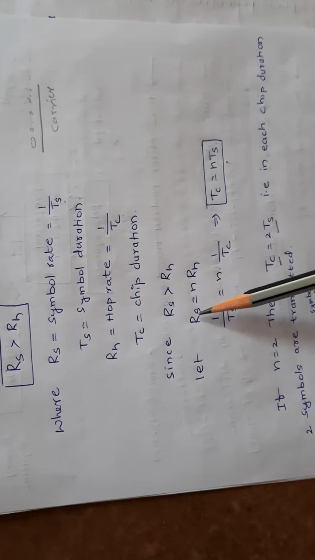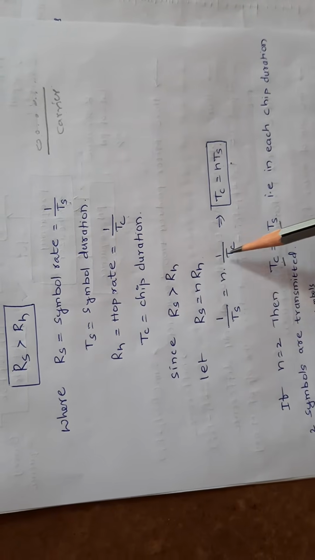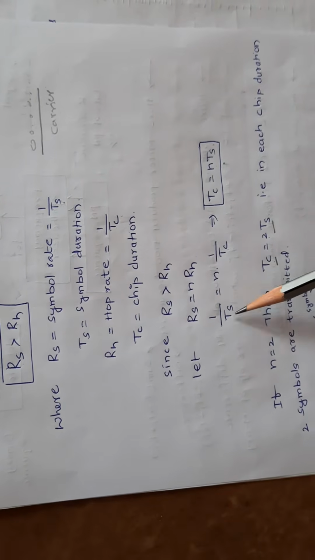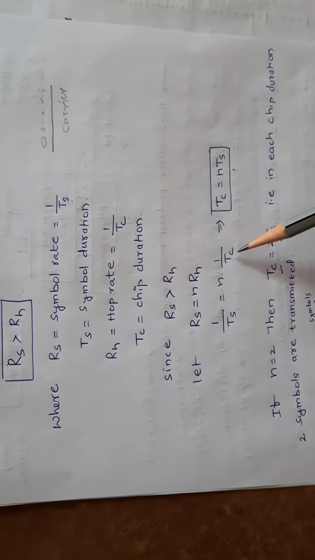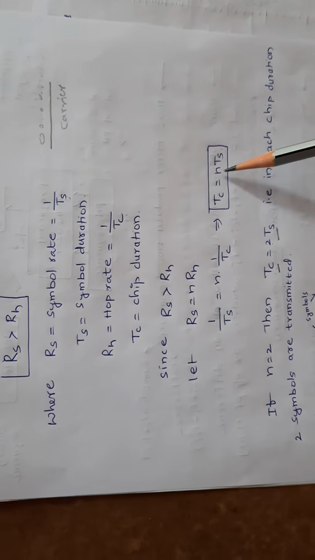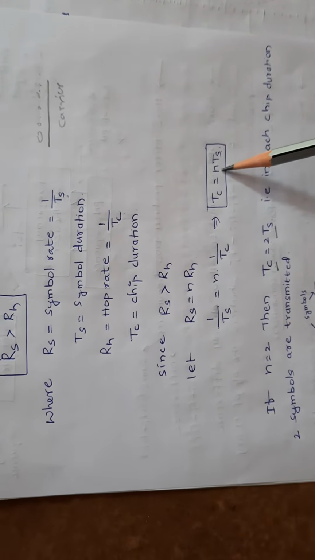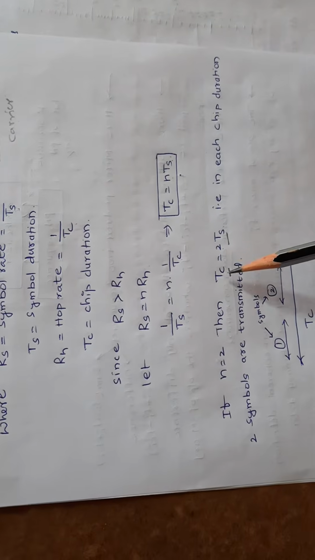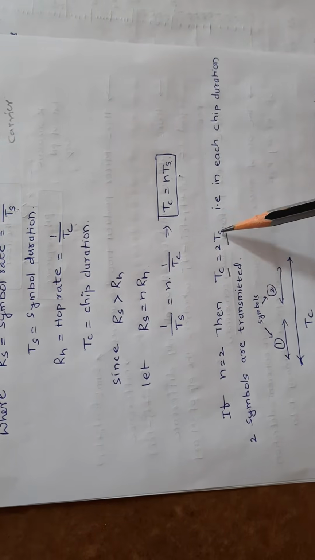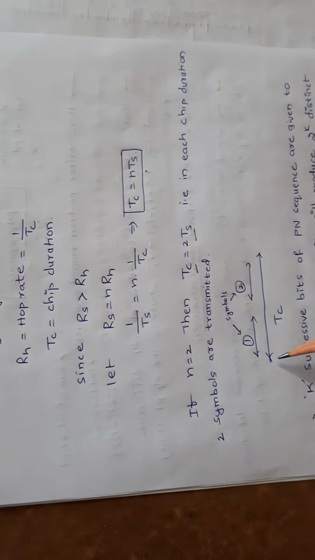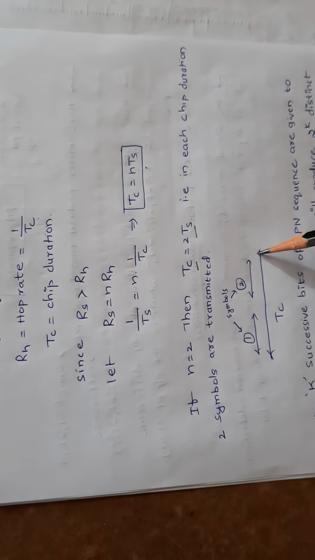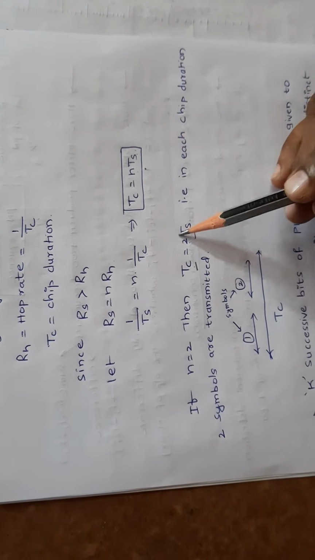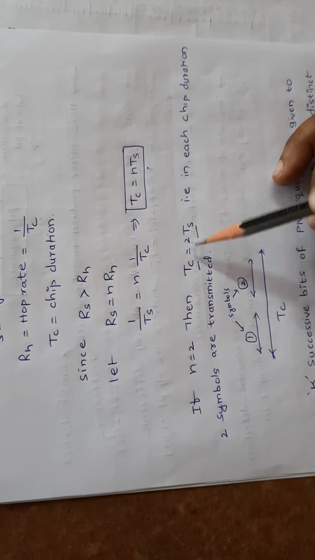As we know, we are substituting the values of Rs and Rh. Rs is equal to 1 by Ts, Rh is equal to 1 by Tc. So I can write Tc is equal to N times Ts. If N is equal to 2, for example, we are transmitting, say, 2 symbols per hop. So Tc is equal to 2 times Ts, right? So in each chip duration, how many symbols are we transmitting? 2 symbols we are transmitting.